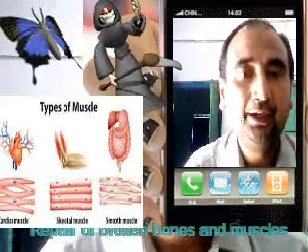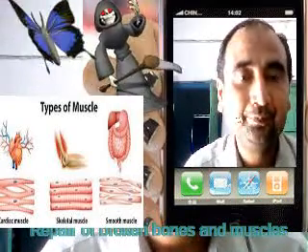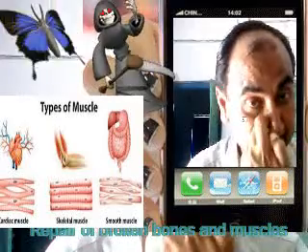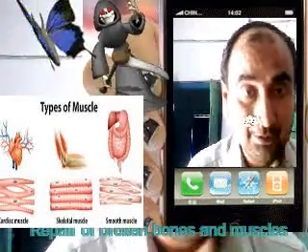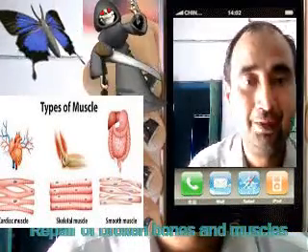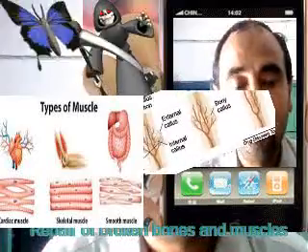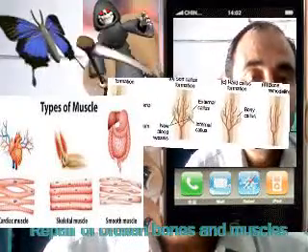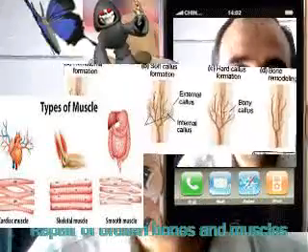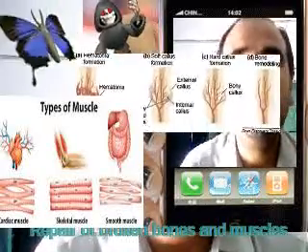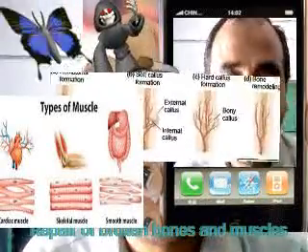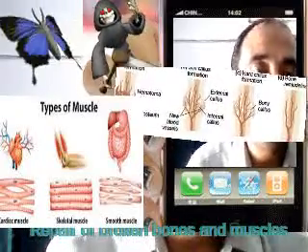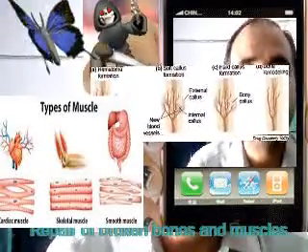Other muscles are the skeletal muscles. Skeletal muscles are attached to the bones. Their function is to give movement to the bones. For example, triceps muscles straighten the elbow joints, and biceps muscles bend the elbow joints.